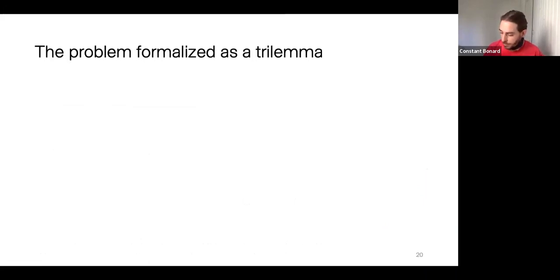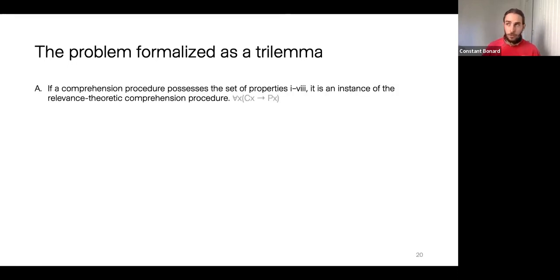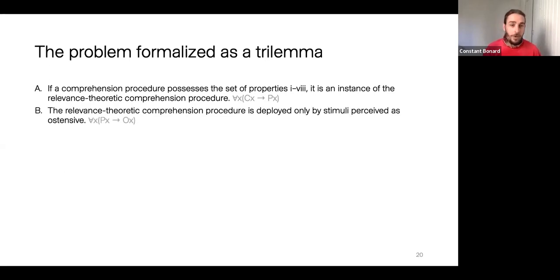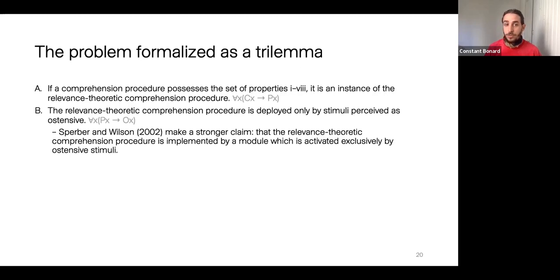Okay, so now I can formulate why there is a problem in the form of a trilemma. The first horn of this trilemma is that if a comprehension procedure possesses the set of properties 1 to 8 that I've just talked about, it is an instance of the relevance theoretic comprehension procedure. The second horn is that the relevance theoretic comprehension procedure is deployed only by stimuli perceived as ostensive. This is a claim that was already made or suggested, at least, in the 1986 book, and it was then made stronger with the claim that the relevance theoretic comprehension procedure is implemented by a module which is activated exclusively by ostensive stimuli.